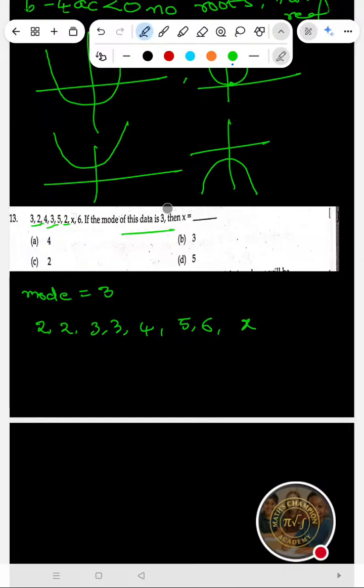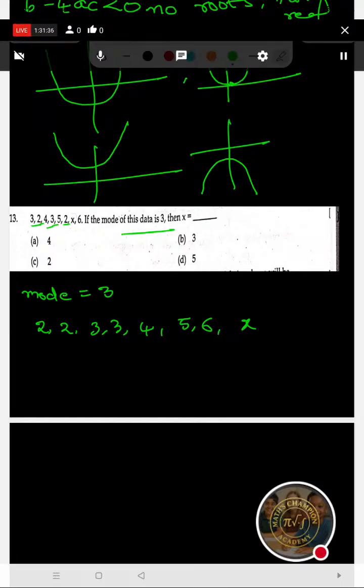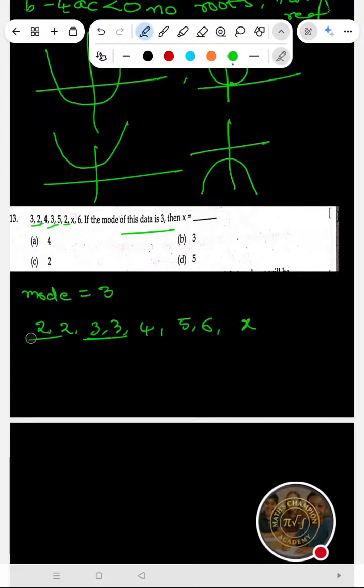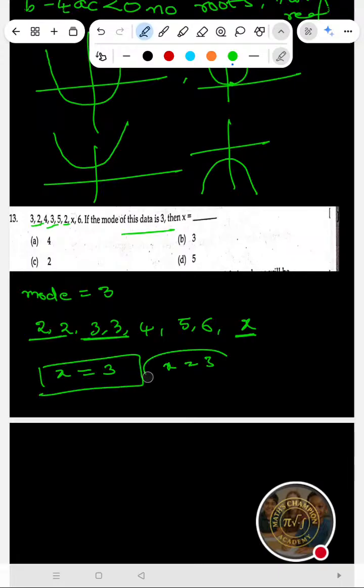Mode means most frequently occurring data, which number is repeating the most number of times. So by this, it is not a bimodal data. The mode is 3, given. 2 is there 2 times, 3 is there 2 times, and here one more x is there. If you want the mode to be 3, then 3 has to repeat the most number of times. So if you take x equal to 3, then it is the mode, so the x value is 3 only.